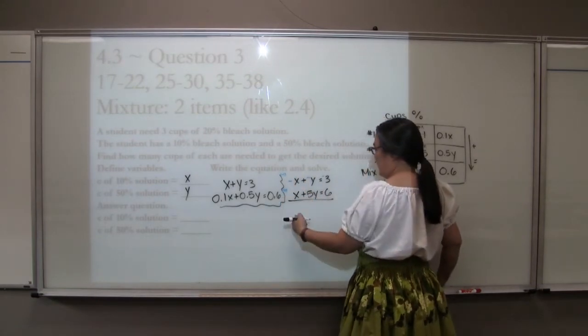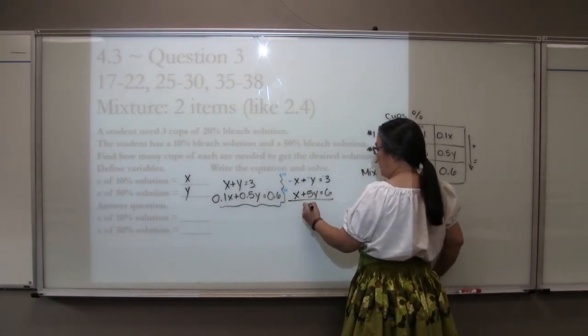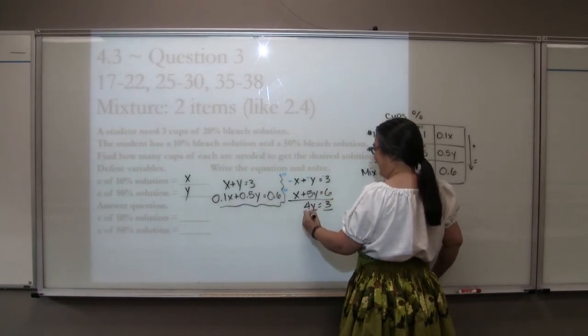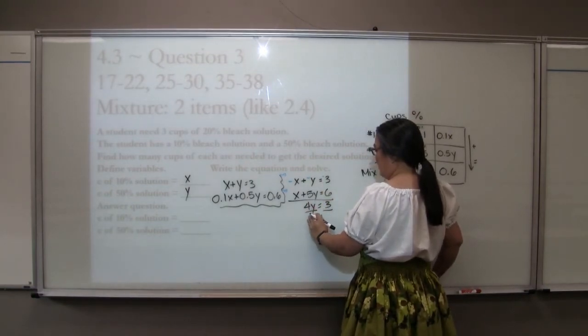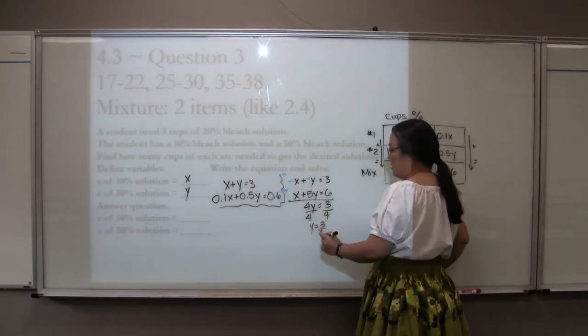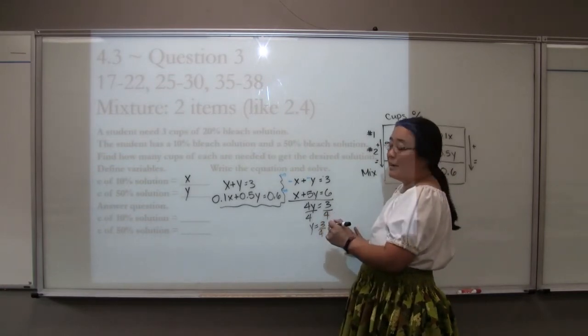Bar. Those cancel. 4y equals 3. Ooh, careful. Dividing by 4 on both sides. I get y equals 3/4. If it makes you happy to make it y equals 0.75, that's fine.